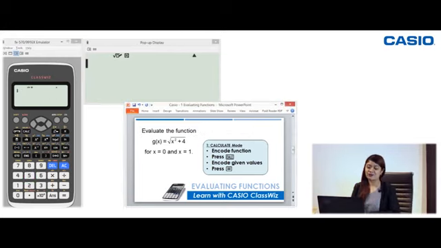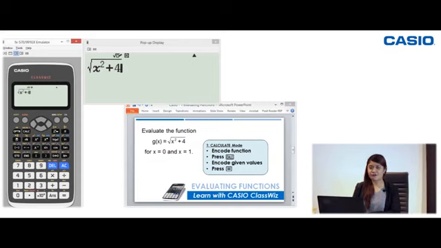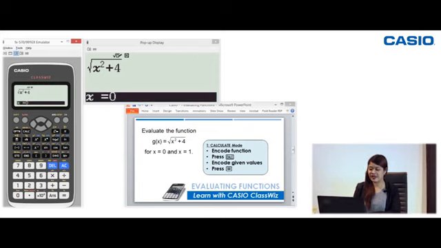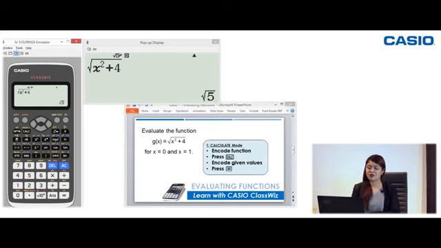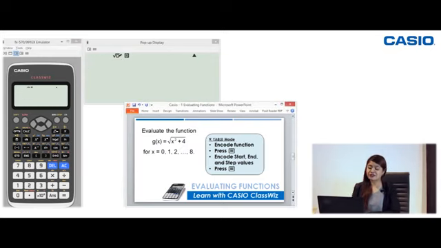So let's try that again with another function, g of x. We have g of x is equal to the square root of x squared plus 4. And we press calc, input the value 0, and this gives us 2. Pressing calc again, we input now the value 1. Pressing the equal sign twice, we get square root of 5. Or again, if you want to take the decimal, we just press S to D key, and this gives us 2.24. But what if we want to get the value of the function for more values of x, let's say from 0 to 8.